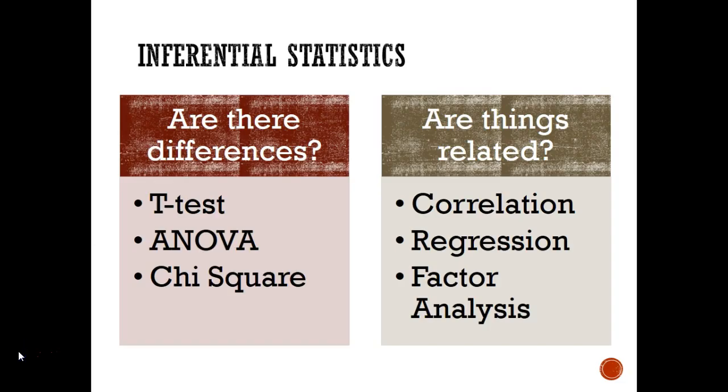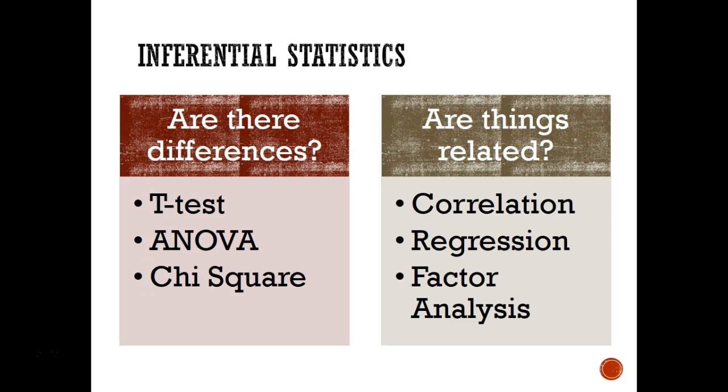Okay, so now we're going into inferential statistics. We're going to look at, first, are there differences among groups, and second, are different aspects of our data related to each other? Whether or not there are differences, we're looking at things like t-tests, ANOVAs, or chi-squares, and whether or not things are related, correlations, regressions, factor analysis. Fear not, you do not need to be a statistician to get through this week of class.